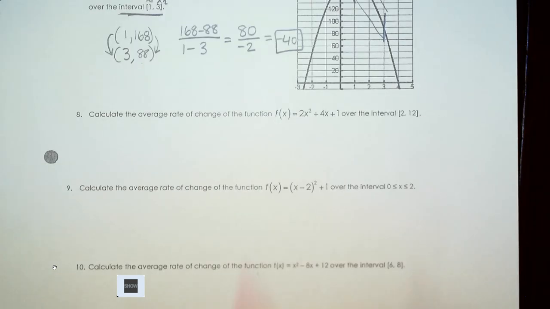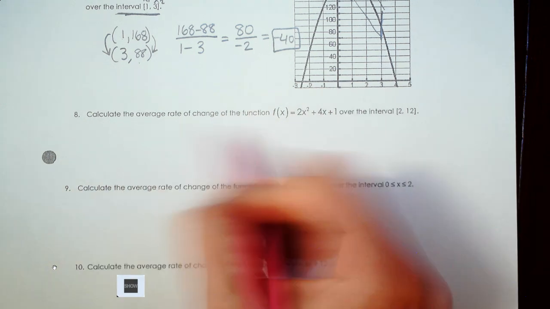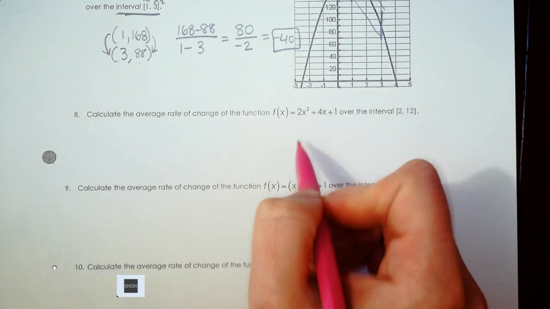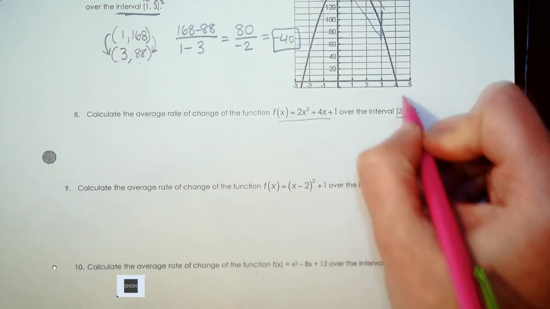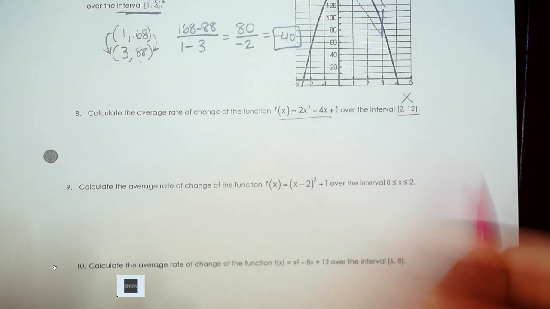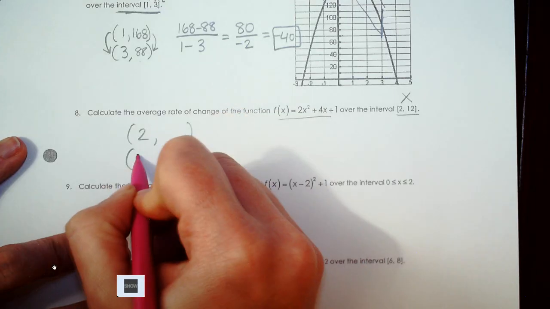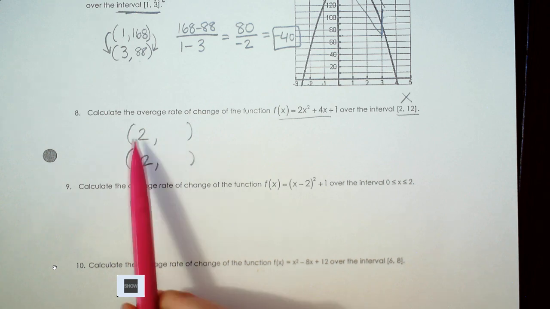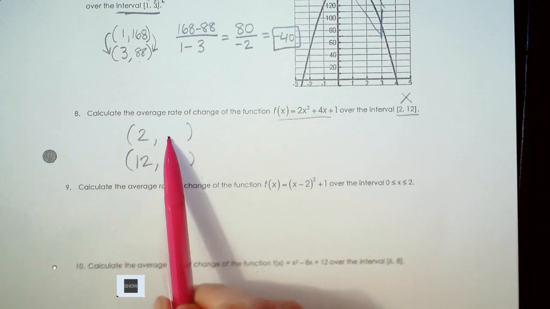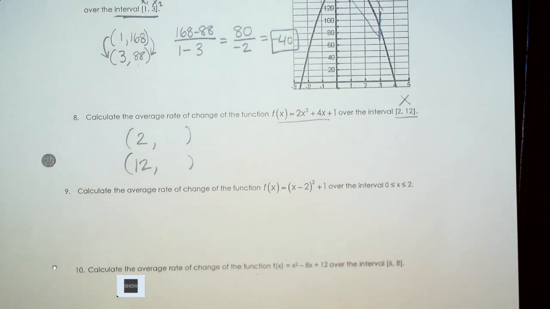All right, here's another way they could ask you this. They might not have a graph, all right, but you would still set this up the same way. So it says calculate the average rate of change of the function, this equation over this interval. And remember, this is always going to be your x values, always. So I'm going to list my 2 points. I have 2 comma something and 12 comma something. All right, and again, you can plug in 2 for x, see what it equals, put that number here. And then plug in 12 for x, figure out what that equals and put that number here. Or you can do it in your calculator.